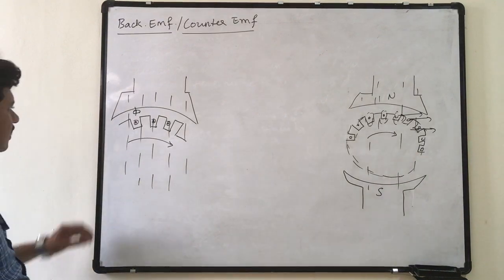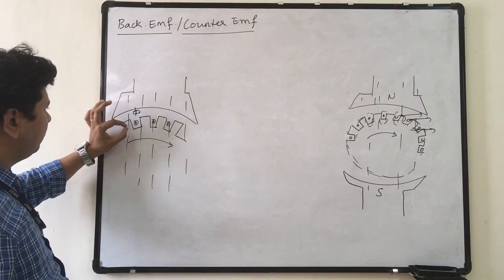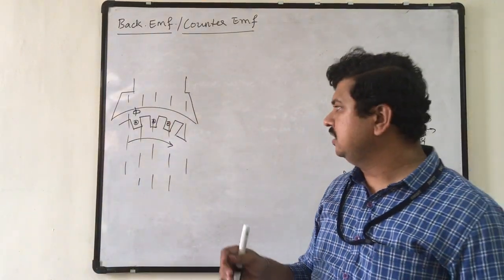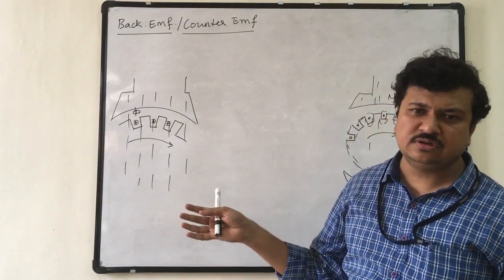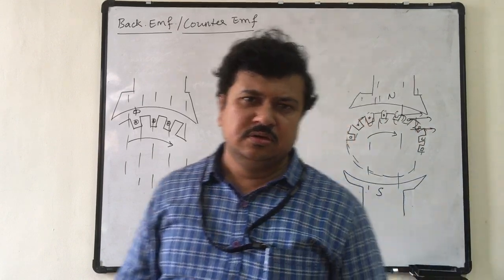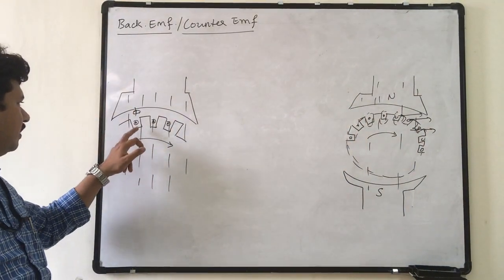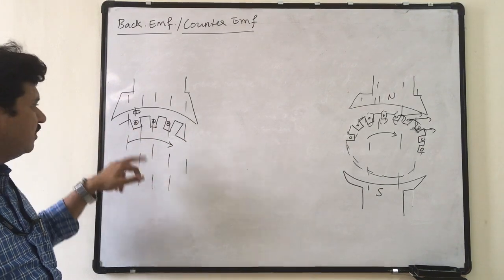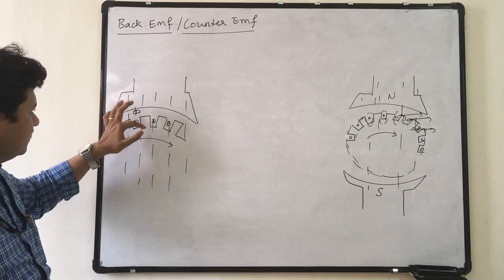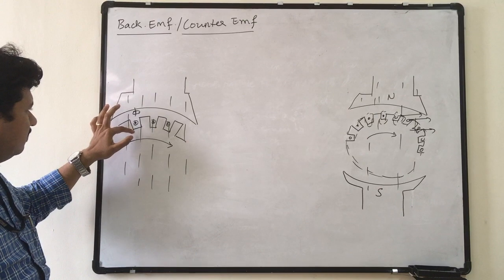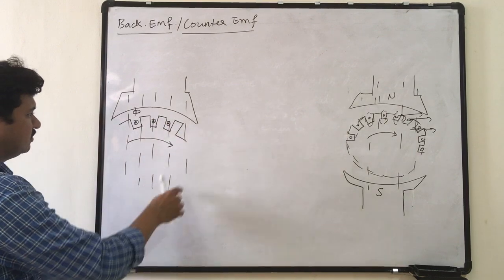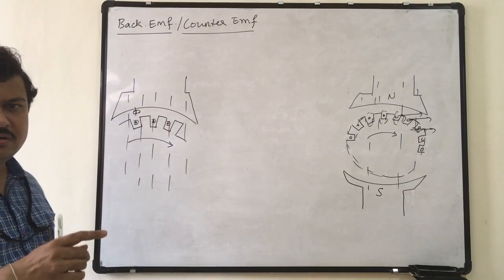I will explain once again. When I apply the supply voltage from the source to the armature winding, the armature winding starts carrying current. That armature current creates the force. The armature current carrying conductors experience force because they are kept in the main magnetic field of phi webers per pole. This flux creates the force on the conductor, and the armature starts rotating.